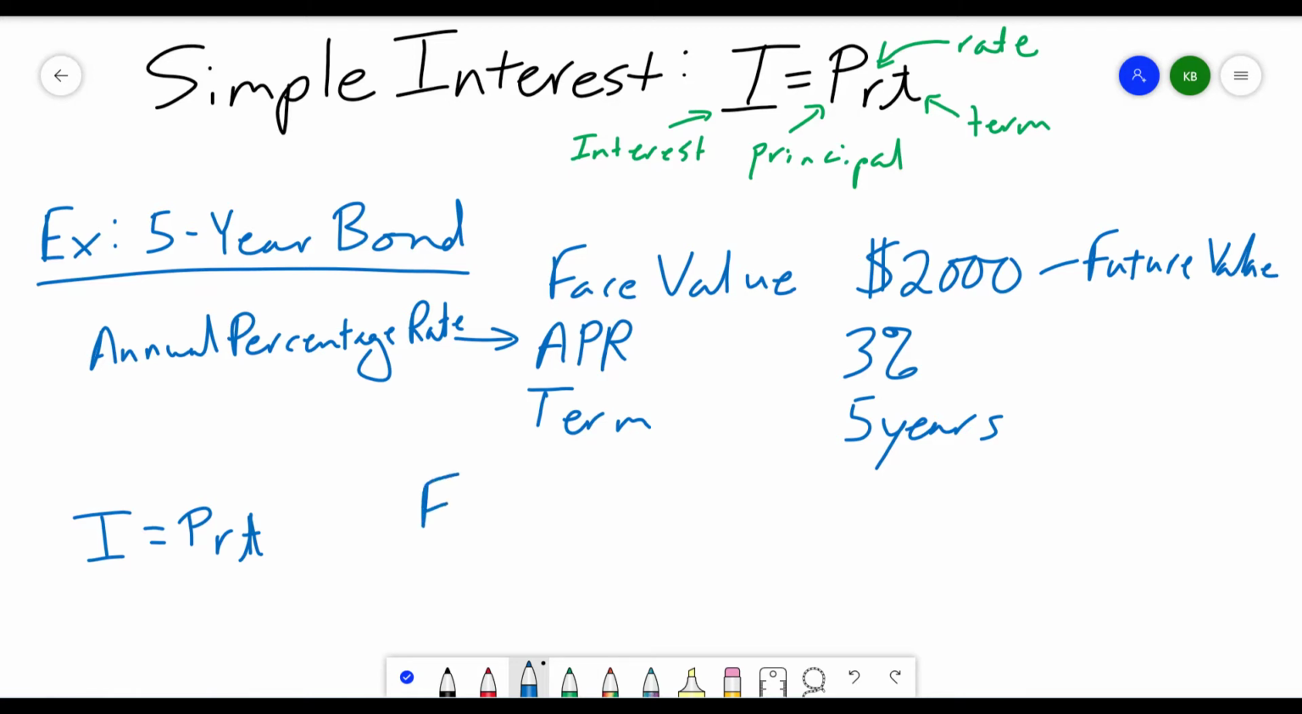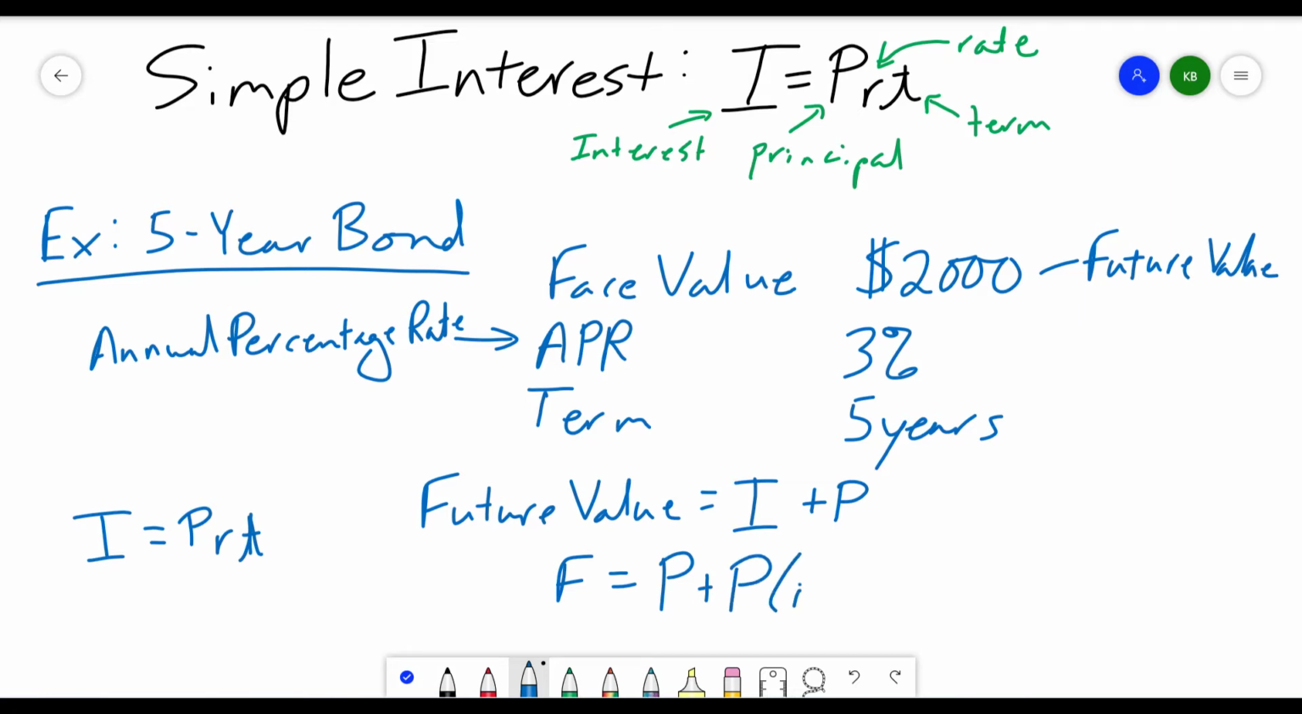So if I want to know the future value, I'm definitely going to have that interest, but I'm also going to have whatever principal I put in the first place. So my future value actually equals the principal plus the principal times the rate times the time. All right. And sometimes we actually factor this out. So we have a principal times 1 plus the rate times the time. So we factor a P out.